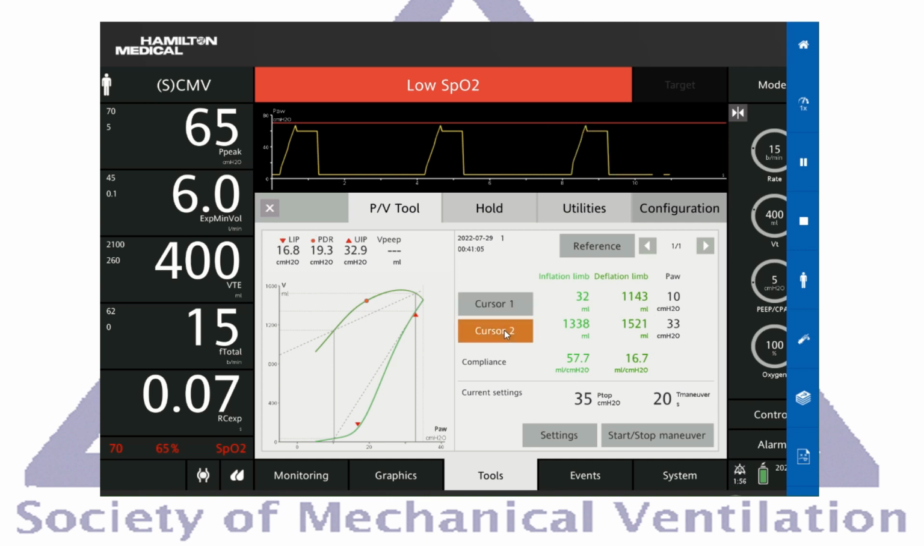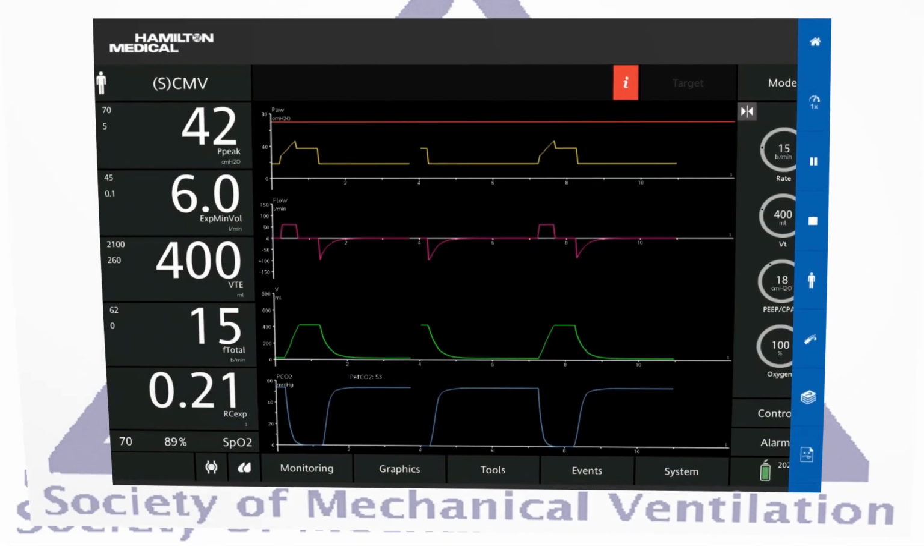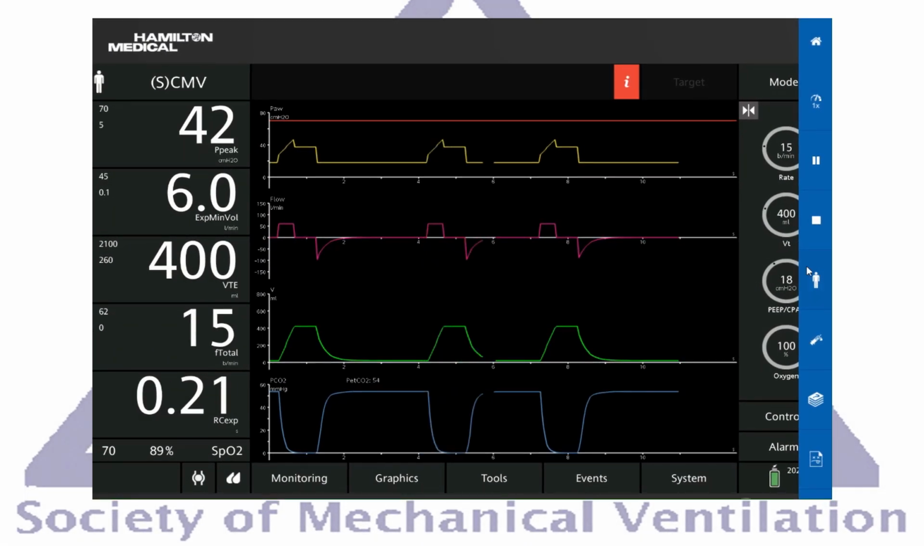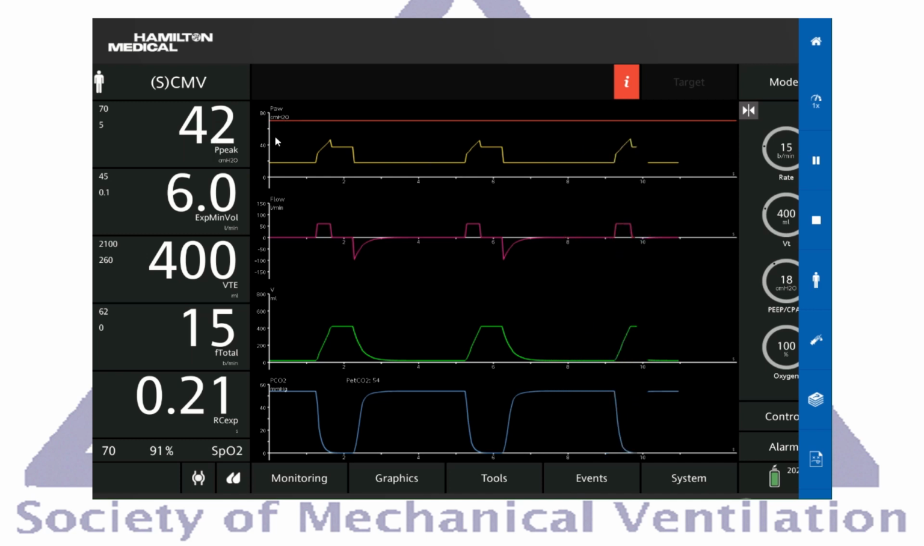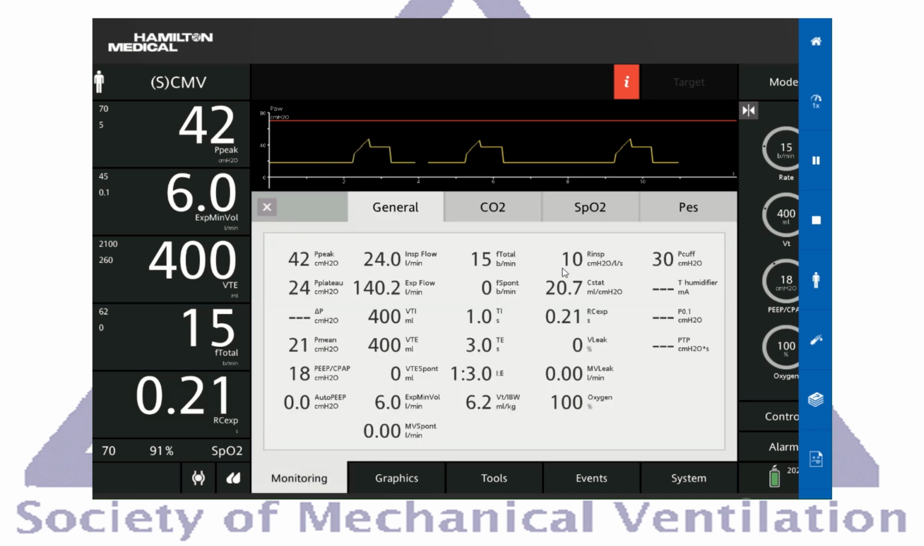Okay, so we're gonna exit. We'll exit this curve. So this is our patient, and again we increased the PEEP to 18 with the same rate, same tidal volume, and you can see because that patient is or was PEEP responsive. As a matter of fact, the peak inspiratory pressure went down because now the compliance improved. As we can see here, the compliance now is 20 versus 10 before.